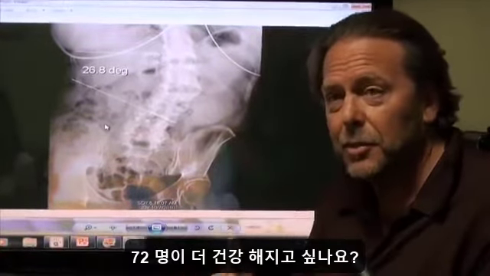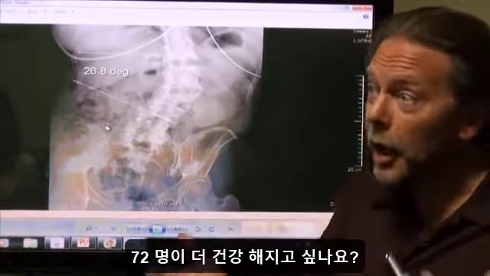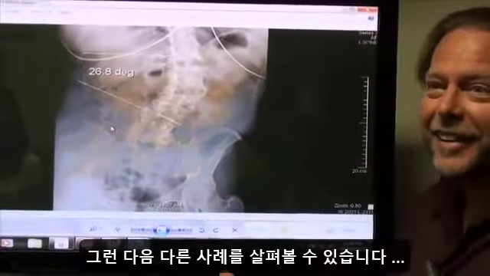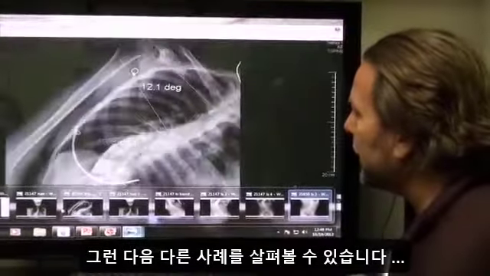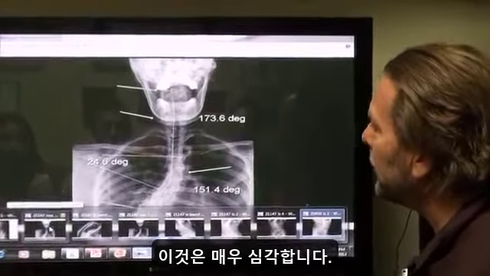Does she want to be 72 healthier? Yeah, I would. Okay, then you could take a look at another case, and this one's very severe.